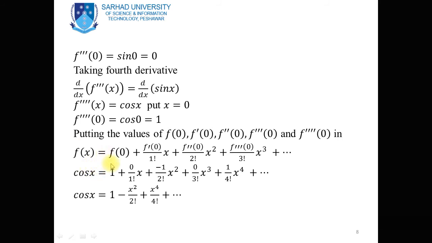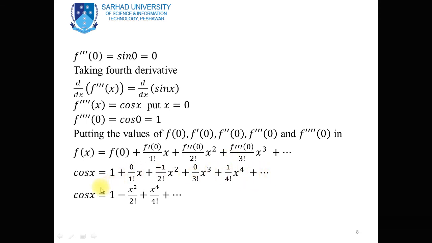So the Maclaurin series for cos x is equal to f of 0, whose value is 1, and f prime at 0, whose value is 0. So 0 divided by 1 factorial into x, and the second order derivative of the function at x equal to 0 is actually minus 1. So minus 1 divided by 2 factorial into x square, and the third order derivative of the function you see over here is equal to 0. So 0 divided by 3 factorial into x cube, and the fourth order derivative of the function is equal to 1. So putting 1 divided by 4 factorial into x power 4 plus and so on.